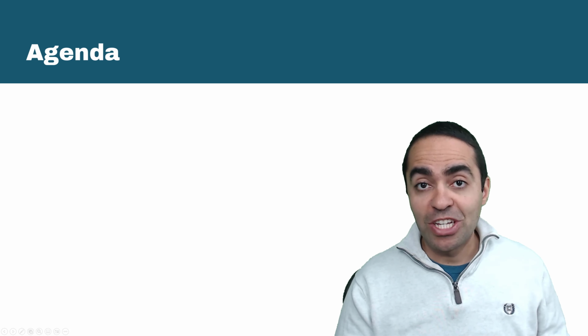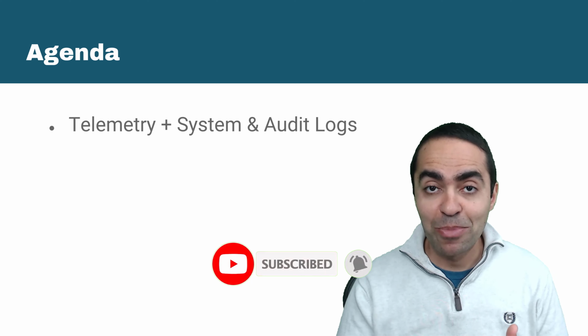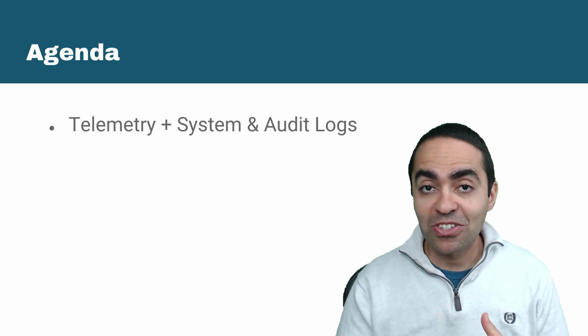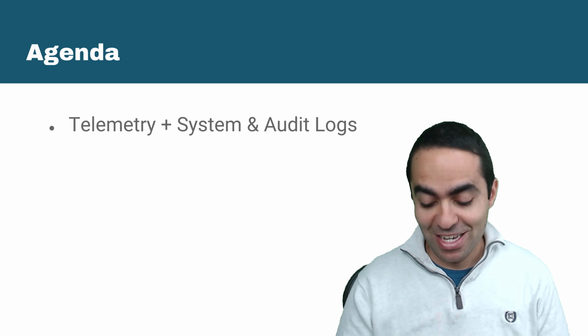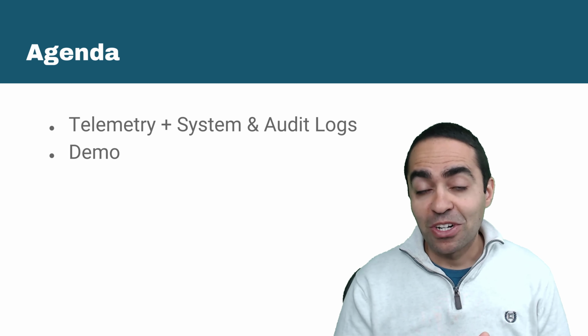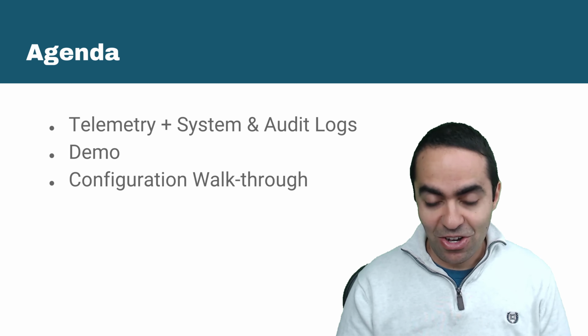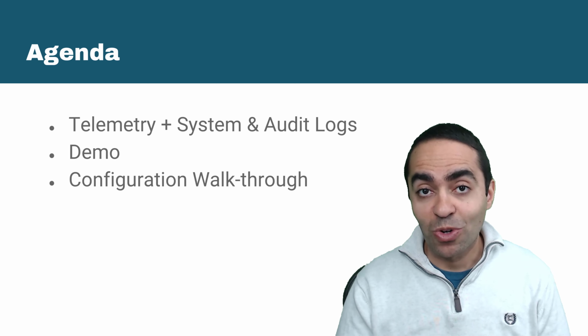Alright, so our agenda for this video: we're going to talk about metrics and telemetry for Vault. We're also going to talk about logs, system logs, and audit logs. And I'll show you how that all works with an animated diagram. Then we're going to run a demo and I'll show you how this all works in the real world. And then also we're going to go over the configuration, how everything works.